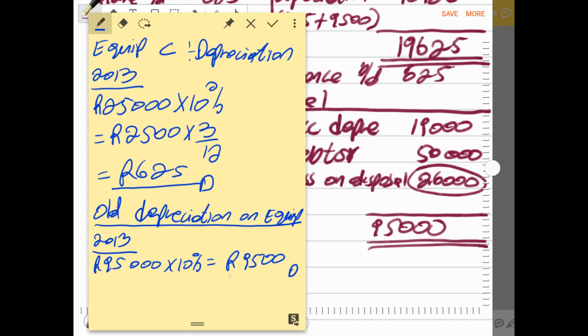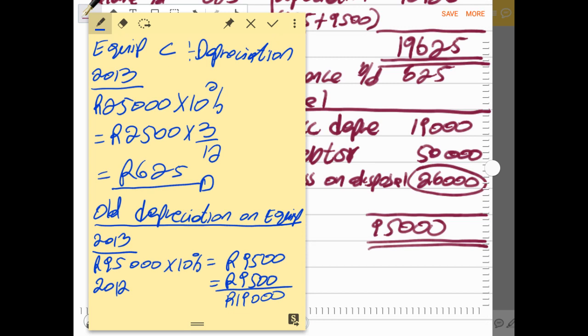Let me just add 9.5. For the year 2012, we have also proven that the depreciation for this asset was 9,500 rands. So now if you add the two, it should give you 19,000 rands. We have already calculated that. So now what that tells us is that if we say cost price minus accumulated depreciation, that will give us the carrying amount.